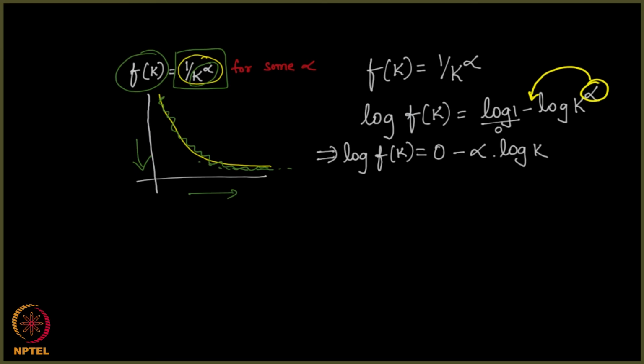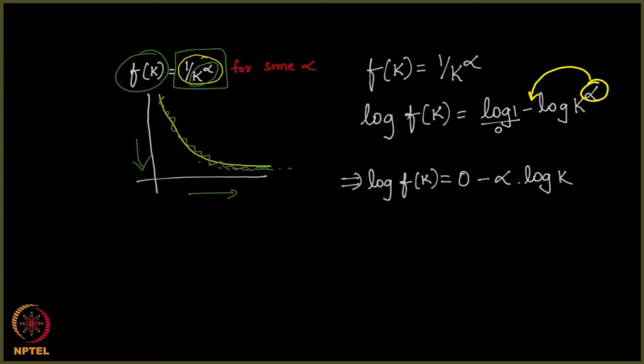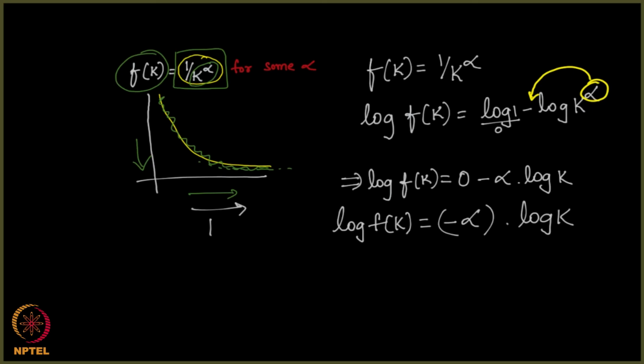So look at this. So what does this mean? Log of f of k is equal to minus alpha times log of k. As you know, the x-axis is your k and the y-axis was your f of k.